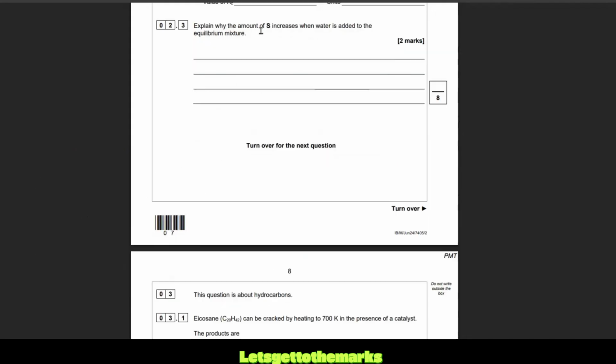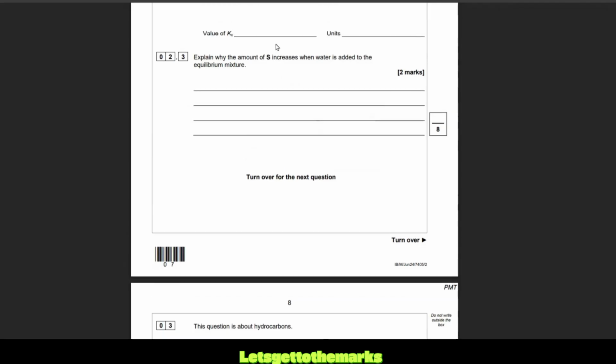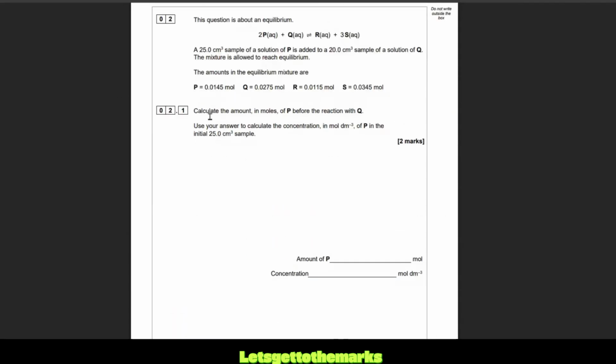Explain why the amount of S increases when water is added to the equilibrium mixture. So the question asks, if someone adds water to this equilibrium, why do we get more S? Or what happens to the concentration of S? Well, because you've got a concentration of 3 moles on here and 4 moles on here, if you dilute everything, then Le Chatelier's principle applies.